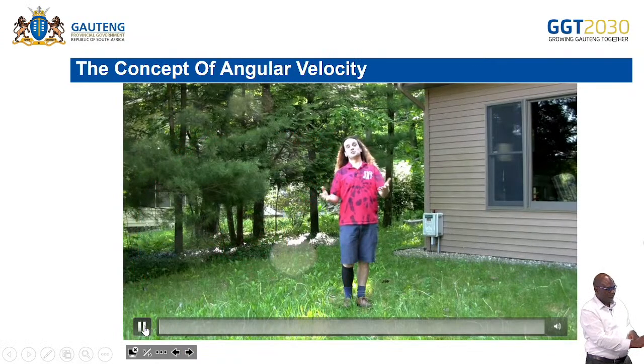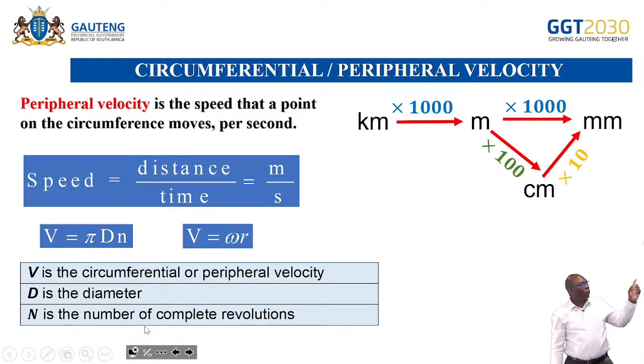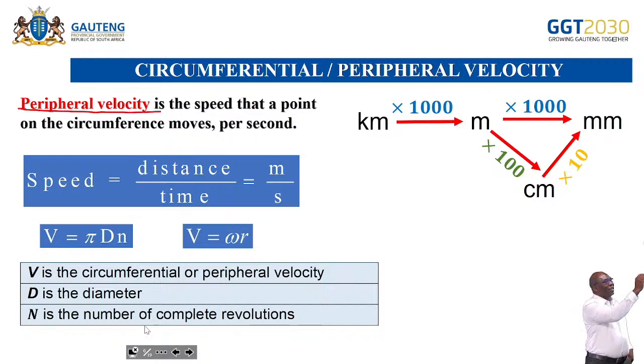Right. So now, let's look at what circumferential or peripheral velocity is. The peripheral velocity is the speed. Remember, velocity is speed. It is the speed that a point on the circumference moves per second. So, in other words, it is speed.